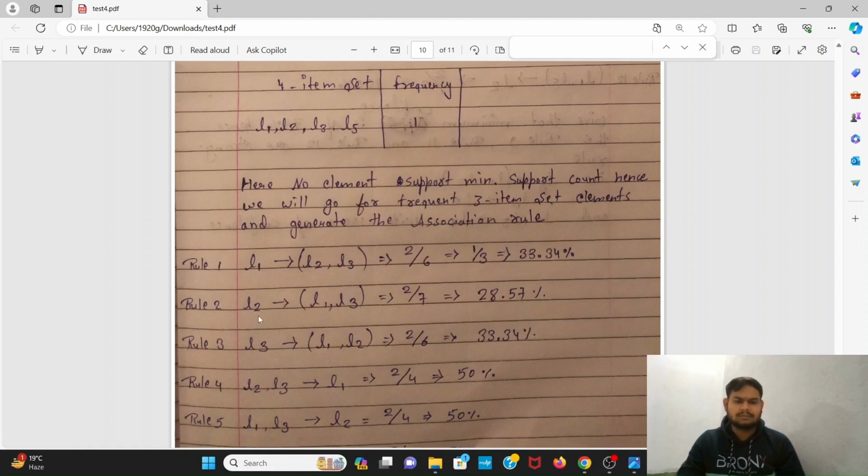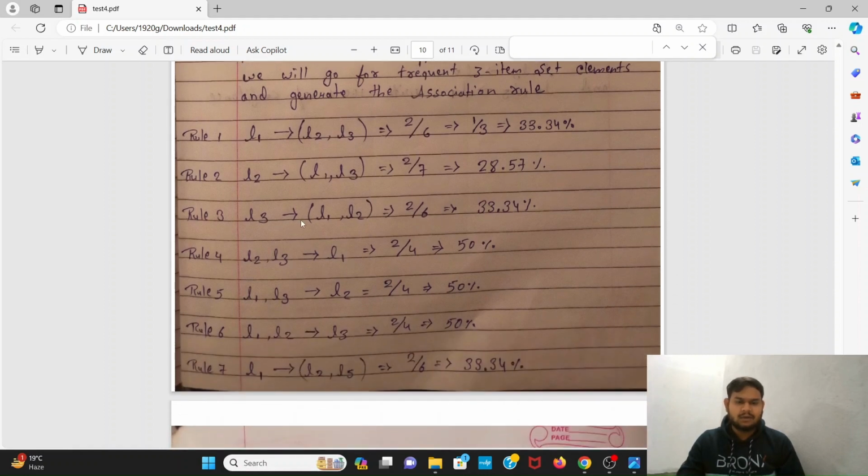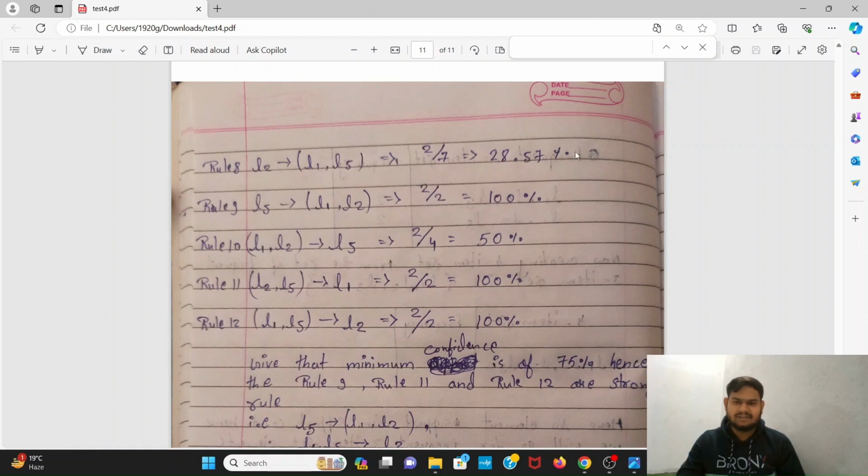Rule 2: L2 to L1, L3 equals 28.57%. Rule 3: L3 to L1, L2 equals 2 by 6, that is 33.34%. Rule 4 is 50%. Rule 5, L3, L1 to L2 equals 50%. Rule 6 equals 50%. Rule 7, L1 to L2, L5, which equals 2 by 6, that is 33.34%. Rule 8 equals 28.57%.